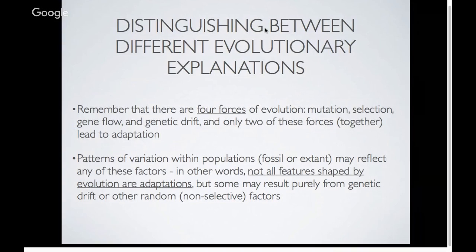So again, there are 4 forces of evolution, only 2 of which lead to adaptation, and a lot of features are shaped by evolution, by patterns of biological change and distribution in the past, as well as the interactions of individuals and populations that lead to biological change. In other words, if you went back in time and observed the population that you're now observing, they wouldn't be exactly the same as they are now.